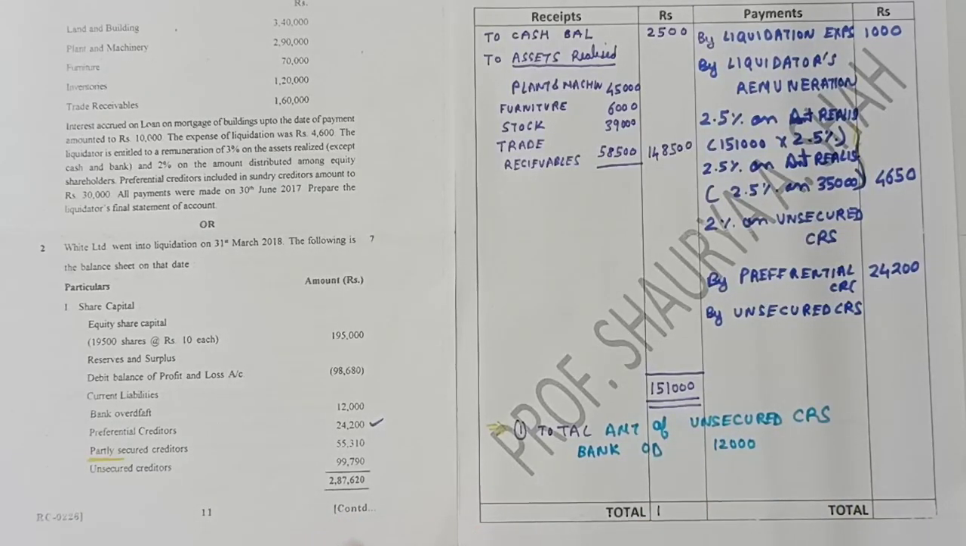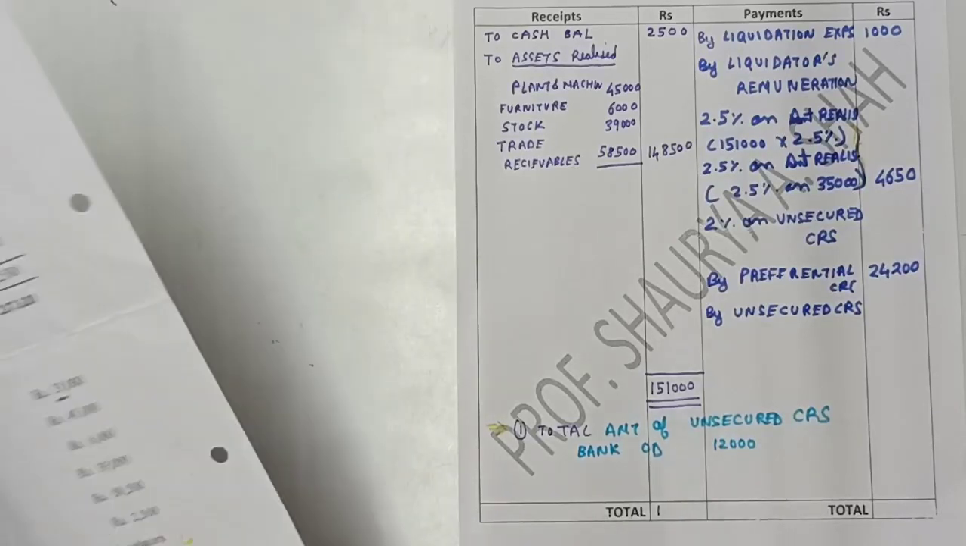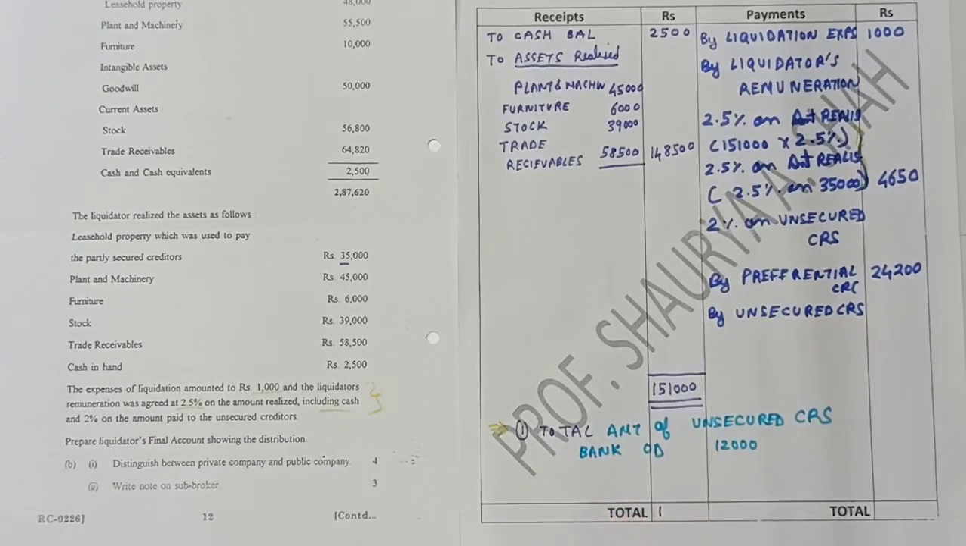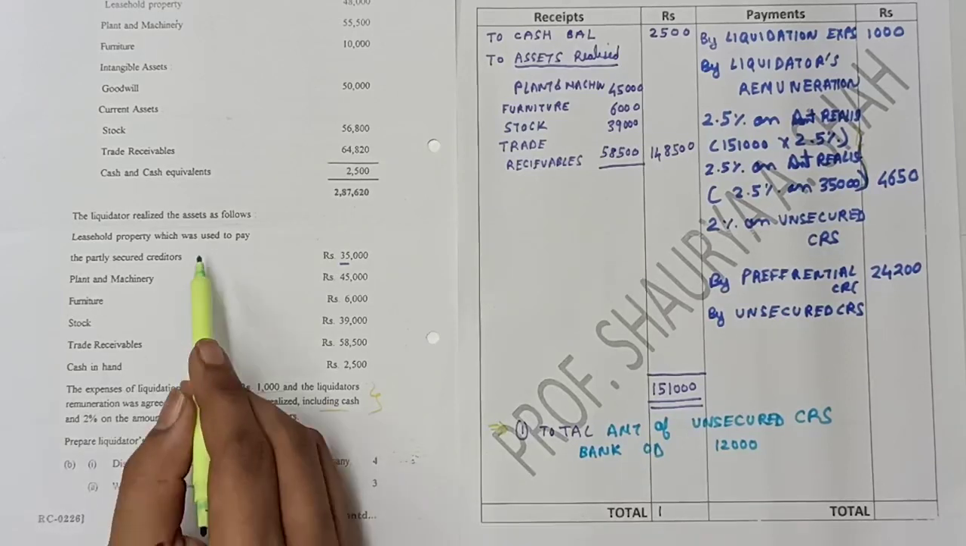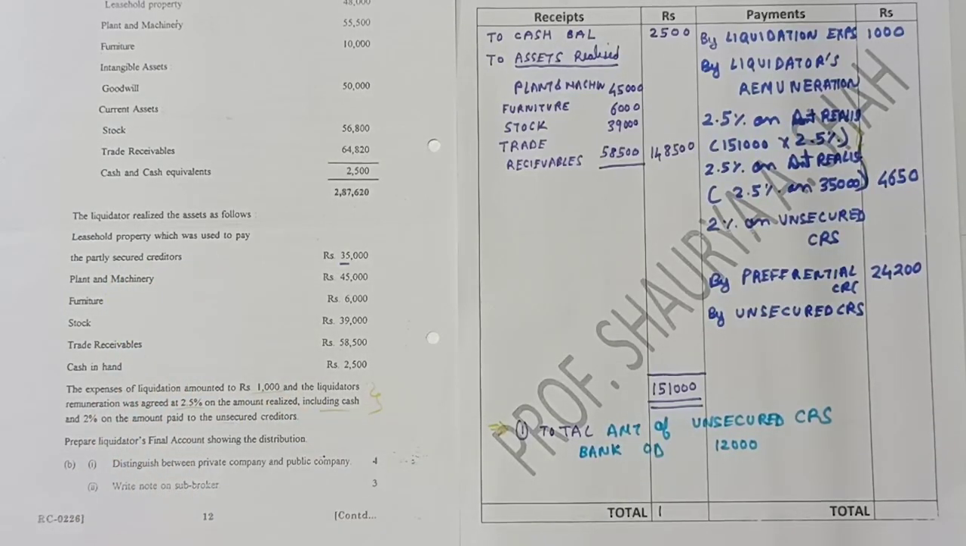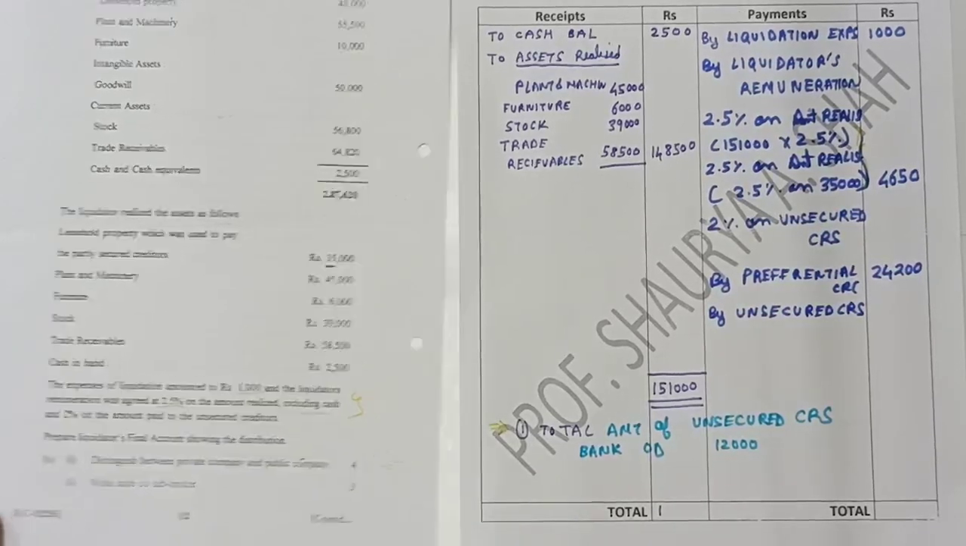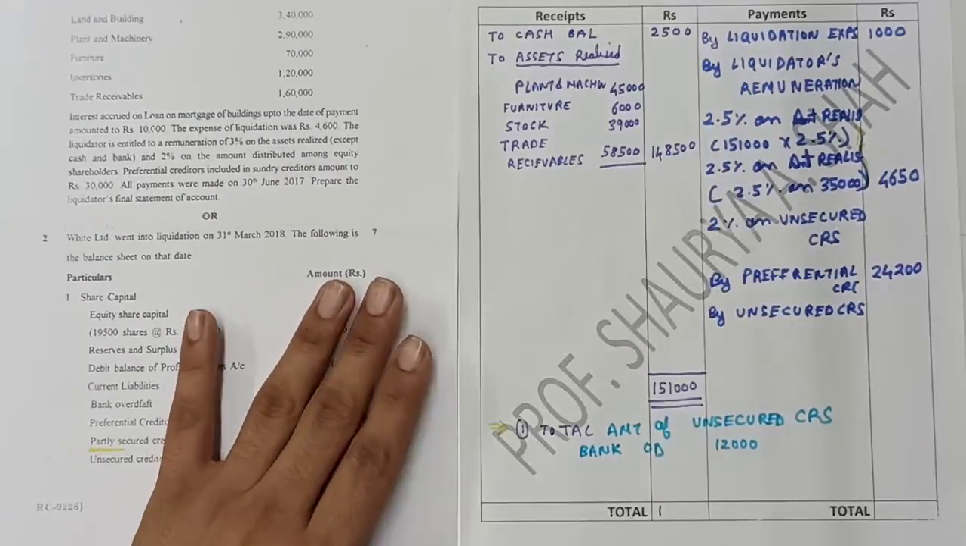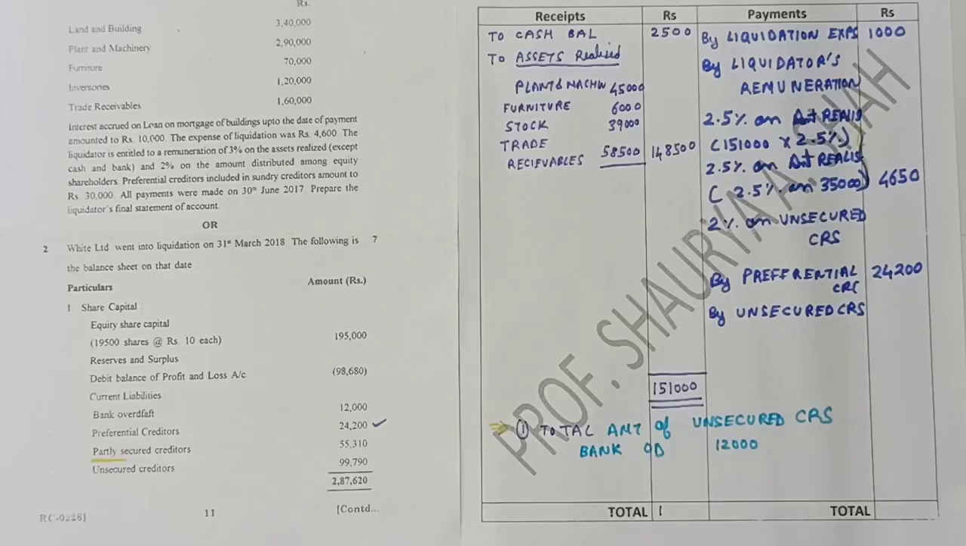The second they have given is preferential creditors that we have already paid, right? We have already paid 24,200. Next they have given is partly secured creditors 55,310. Now as you can see students, in the adjustment it is given that the leasehold property was used to pay partly secured creditors. So what amount of leasehold property was used to pay? 35,000. So the remaining amount of partly secured creditors is, we can say, unsecured creditors, right?